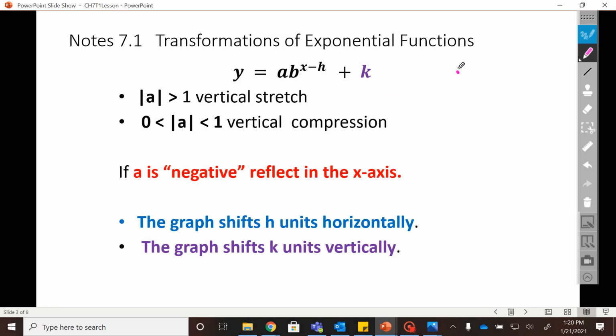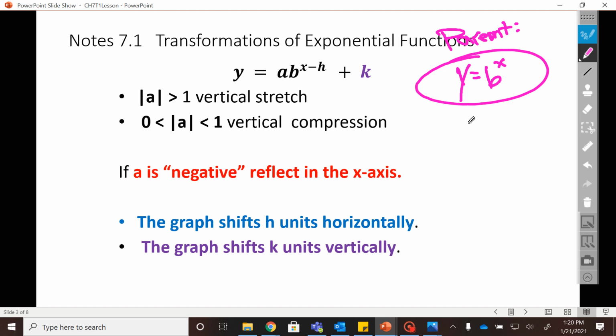Now, the parent function for exponentials is y equals b to the x. That's the parent function. Any other letter or any other number would perform a transformation. And this is the standard form with all of the transformations: y equals a times b to the x minus h, plus k. A, h, and k do the same thing as they've done in previous transformations.